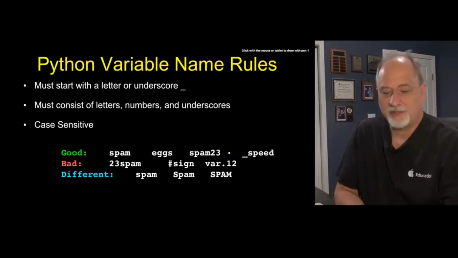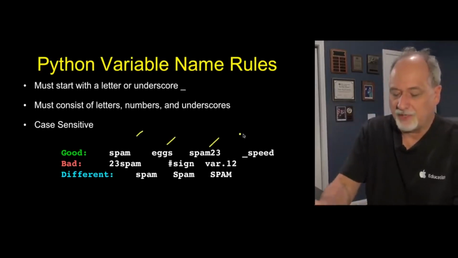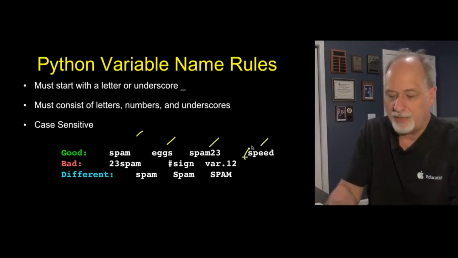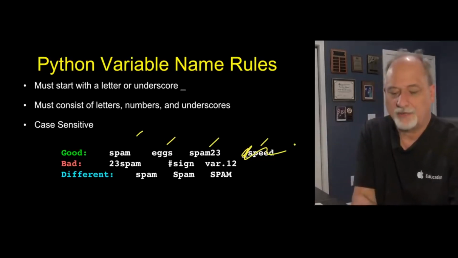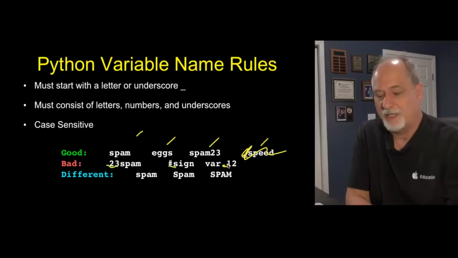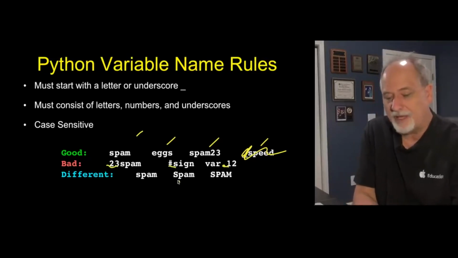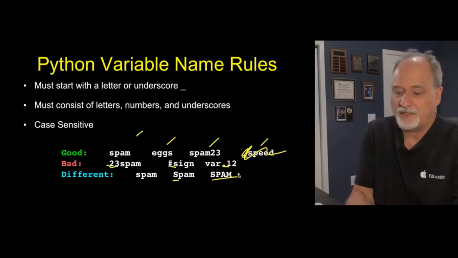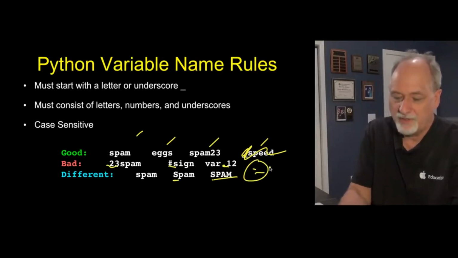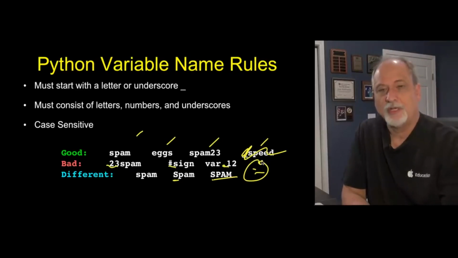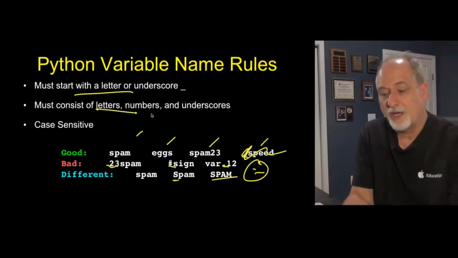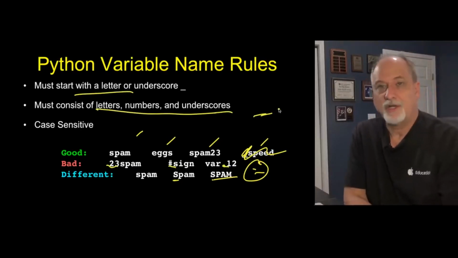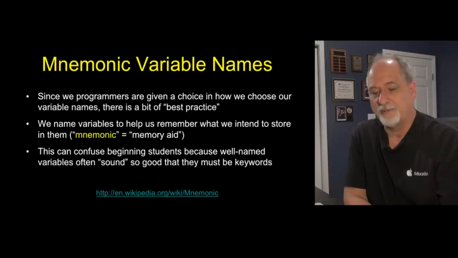So in this case, spam, eggs, spam23, and underscore speed are all totally legit. We would probably not use the underscore one unless Python told us to use that variable. 23spam starts with a number, pound sign starts, and dot is not a legitimate variable character. And spam, capital Spam, and all-caps SPAM are different, but this is not something you want to depend on too much. So that's just the naming rules. We tend to start with a letter and then use letters, numbers, and underscores. Underscores other than the first character are pretty common, and you'll see those used a lot.